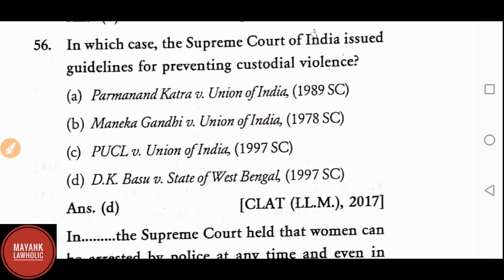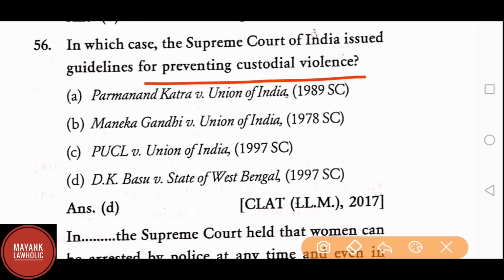Question number 56. In which case did the Supreme Court of India issue guidelines for preventing custodial violence? A. Parmanand Katara versus Union of India. B. Maneka Gandhi versus Union of India. C. PUCL versus Union of India. And D. D.K. Basu versus State of West Bengal. The correct answer is D.K. Basu versus State of West Bengal.